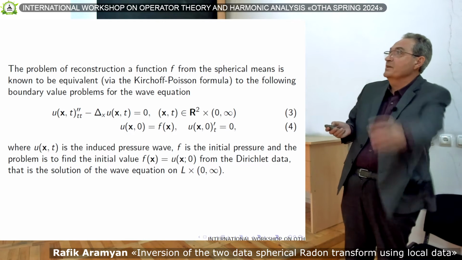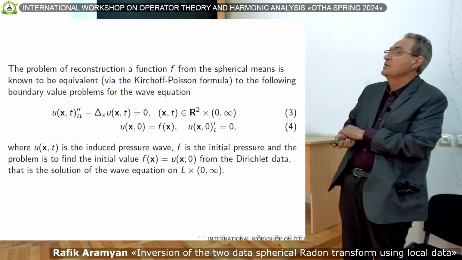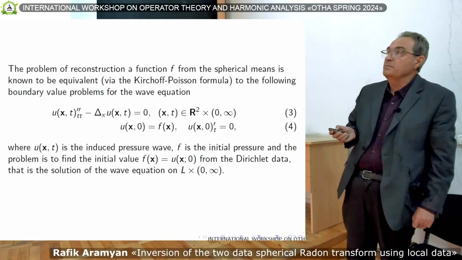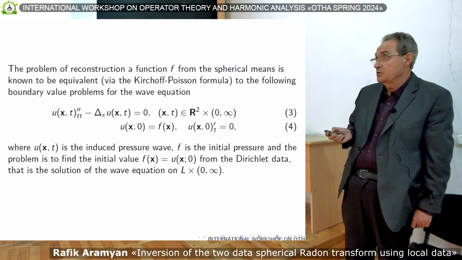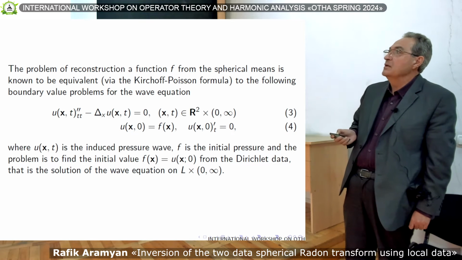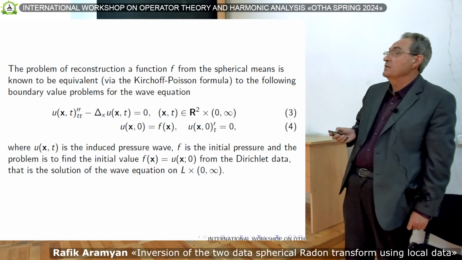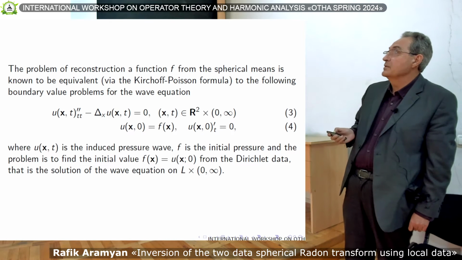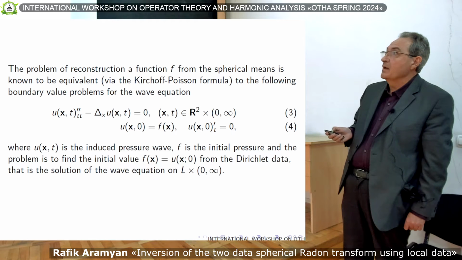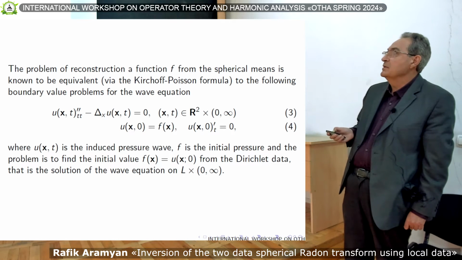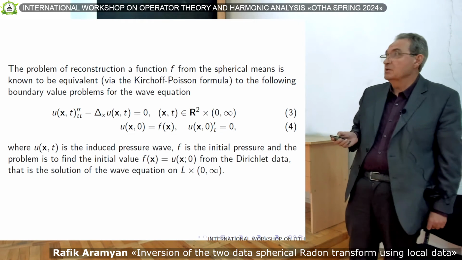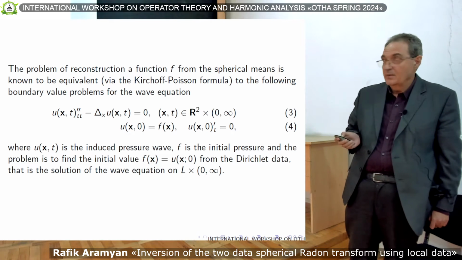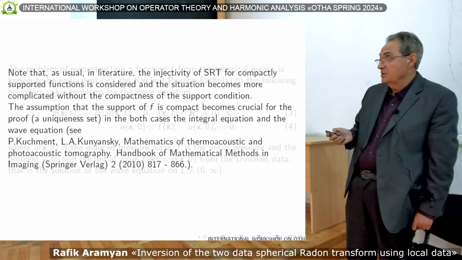Note that the problem of reconstruction of a function from the spherical means is known to be equivalent, via the Kirchhoff-Poisson formula, to the following boundary value problem for the wave equation. You see the wave equation. Here, u is the induced pressure wave, f is the initial pressure, and the problem is to find f from the Dirichlet data, that is the solution of the wave equation on L times (0, infinity). I did not use this relation.